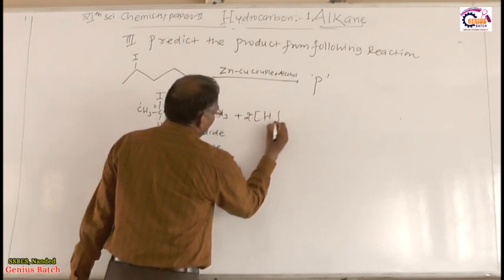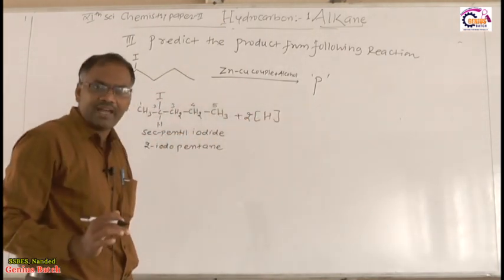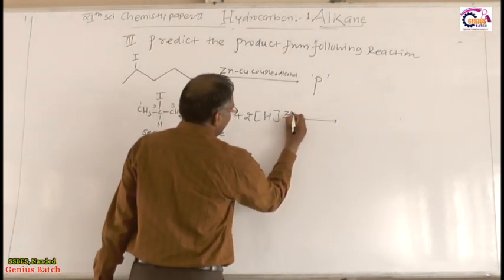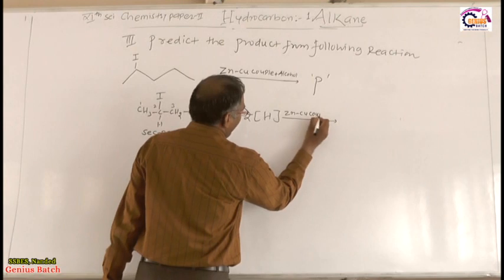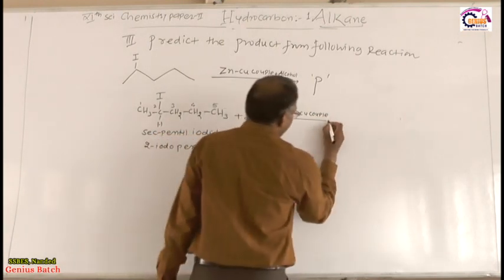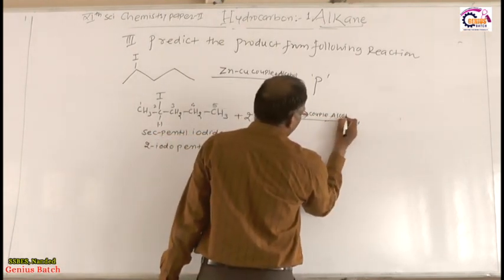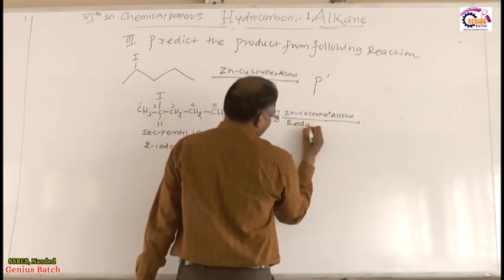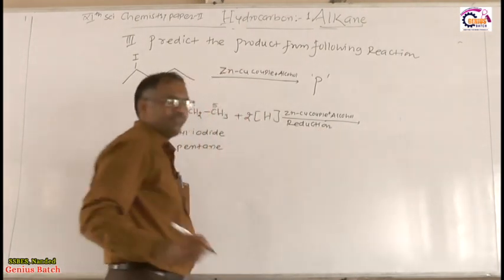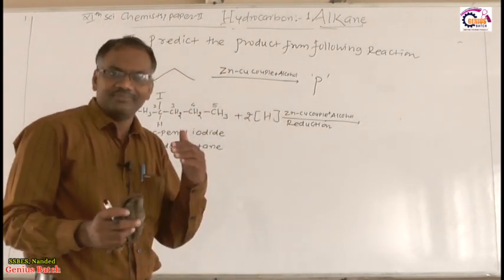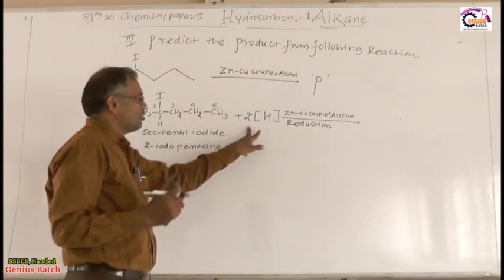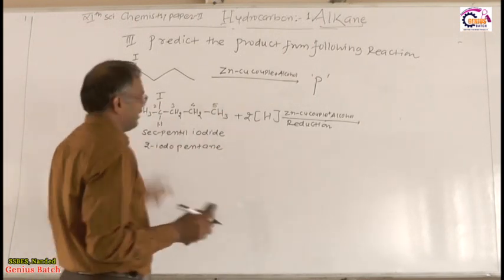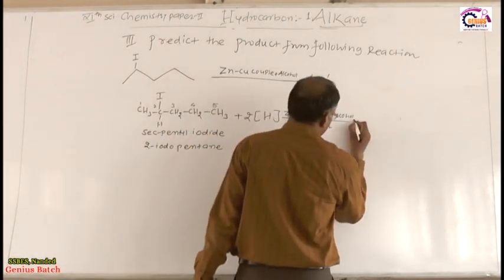If you are going to use the zinc copper couple and alcohol, what is the reducing agent? Nascent hydrogen is the reducing agent. Then what is the process? Reduction is the process. So what exactly happens here? Two hydrogen atoms are added, one hydrogen to the secondary pentyl group and one hydrogen to the iodine.